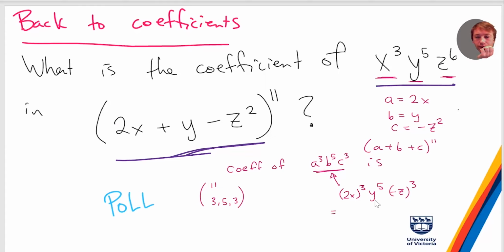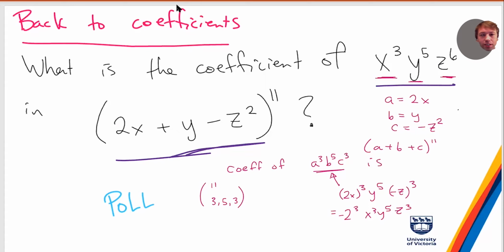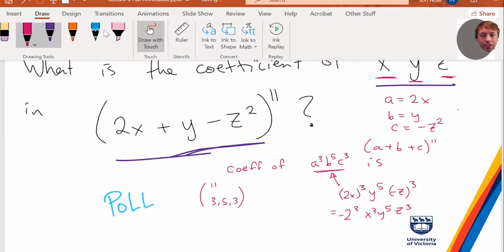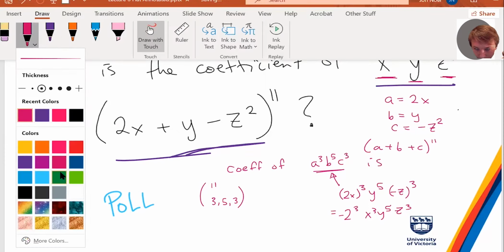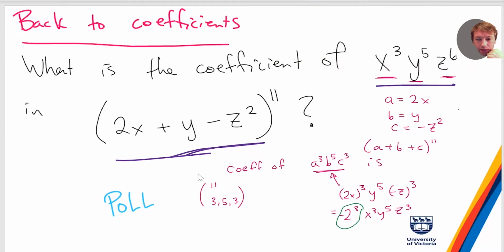What you get is negative, since it's cubed it stays negative, so negative 2 to the 3, x to the 3, y to the 5, z cubed. So the coefficient I want is this multinomial coefficient times negative 8, or negative 2 to the 3. Okay, so by a slim margin, the majority got that.